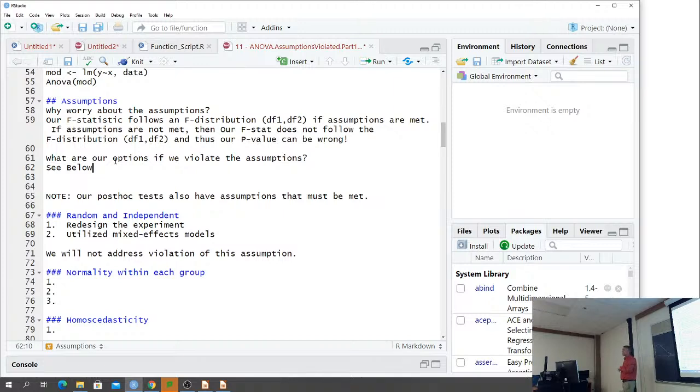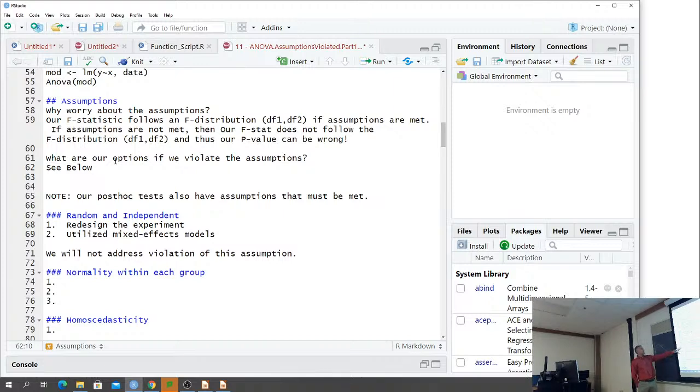All right, so assumption number one, random and independent. What happens if we violate this? One, we can redesign our experiment. You might not like doing that, but if you can't fix it statistically, you're going to have to fix it methodologically. I know it's methodically, but it kind of has a different meaning. You're going to have to basically go back to the drawing board and fix it, to try to avoid being non-random or non-independent.